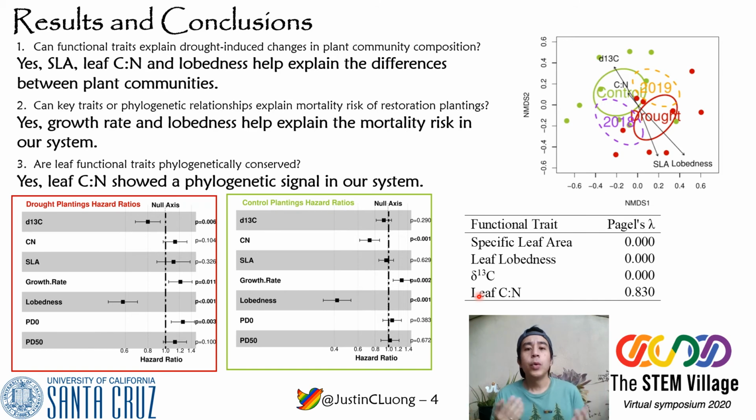In conclusion, we confirm that ecological filter theory is a useful framework for assessing restoration plantings in our system. Our findings suggest that phylogenetics and leaf traits, especially leaf lobeness, are useful mechanisms to understand planting mortality risk, community difference caused by drought, and to help improve future restoration outcomes. Phylogenetic signal and traits related to mortality can further expand trait-based selection to include closely related species.